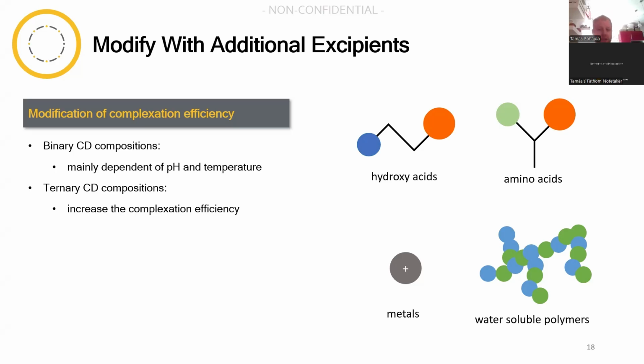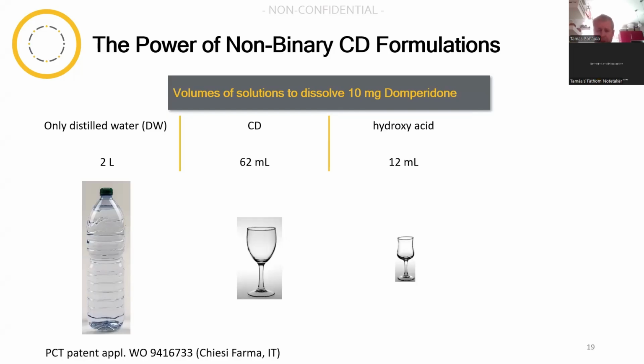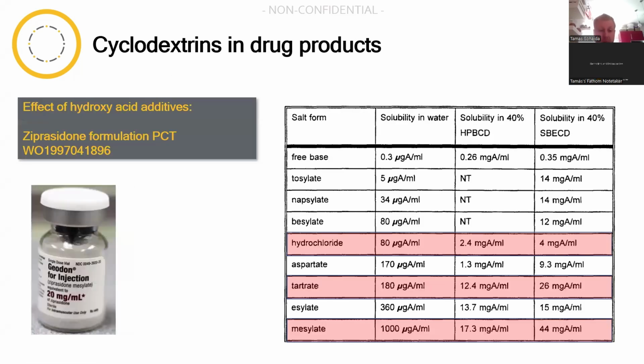Evaluating the performance of these third components is usually very economic because you can use less cyclodextrin, and very useful. Just to bring you an example from a real world product, dissolving 10 milligram of domperidone: if you just use water, you need 2 liters. If you use a cyclodextrin solution, 62 milliliters. If you use, I think it was citric acid, 12 milliliters. But if you combine the cyclodextrin with citric acid, you can go below 1 milliliter to dissolve the same amount. So that speaks for itself for the synergy.